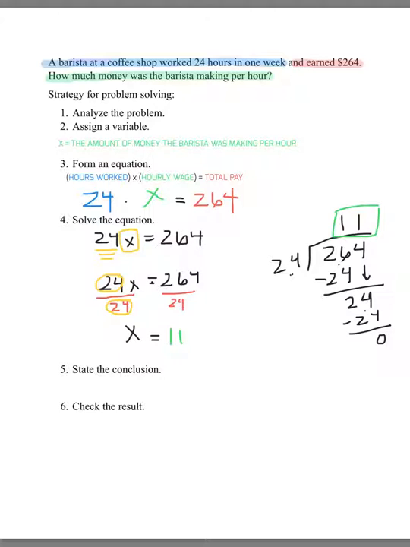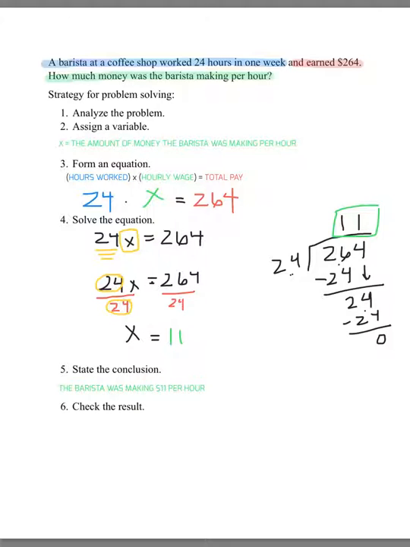Since the question asked how much money a barista was making per hour, we want our conclusion to reflect the question. So let us state our conclusion. In this case, we'll write, the barista was making $11 per hour. So again, the question was how much money was a barista making per hour? And our response is going to be, ideally, the question reworded in the form of a statement. And in this case, we respond with, the barista was making $11 per hour.